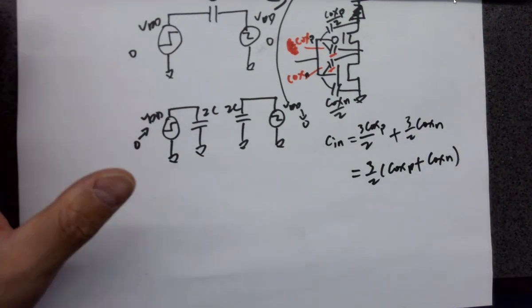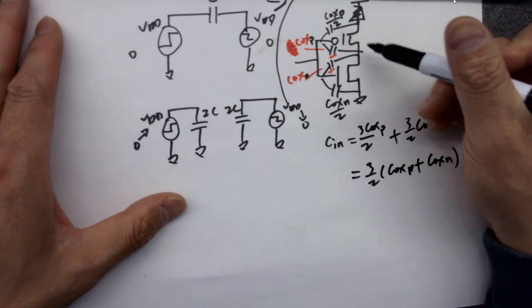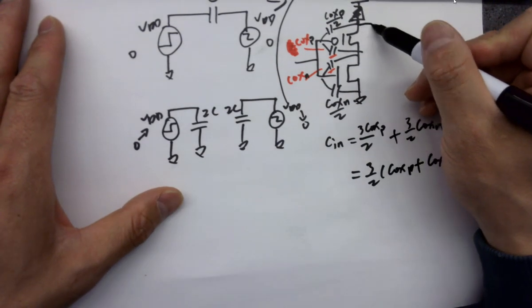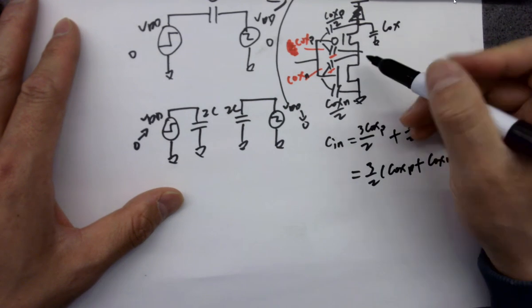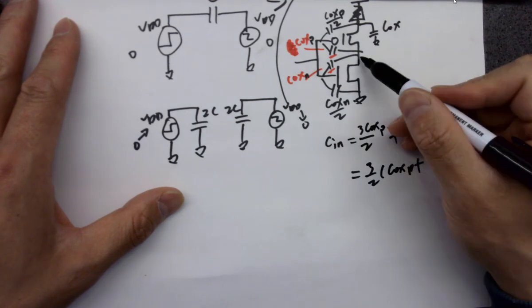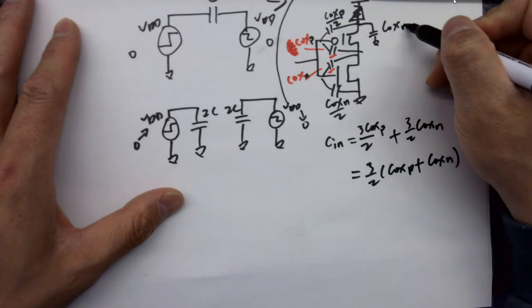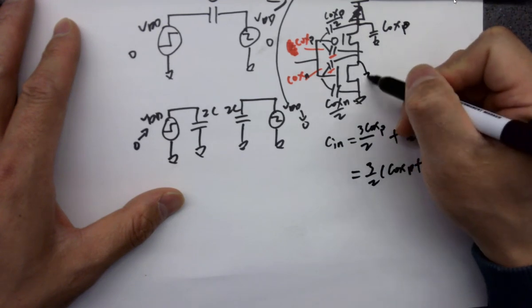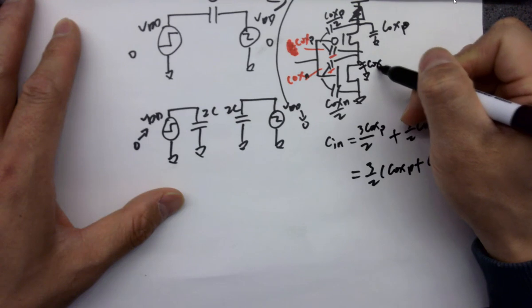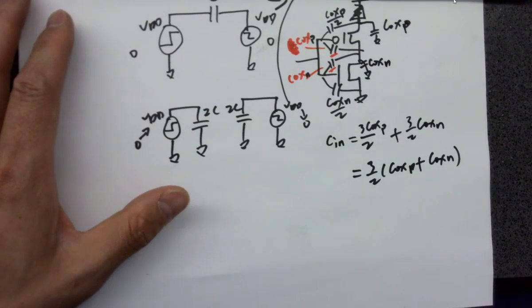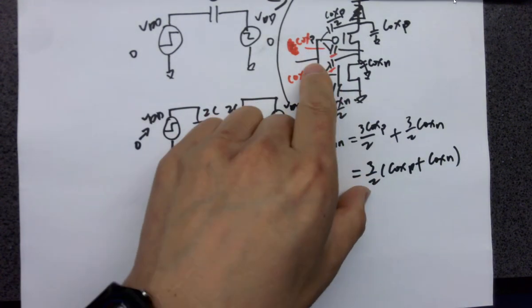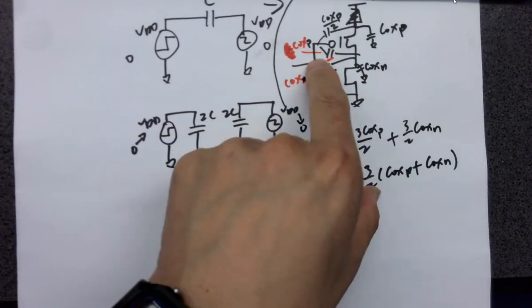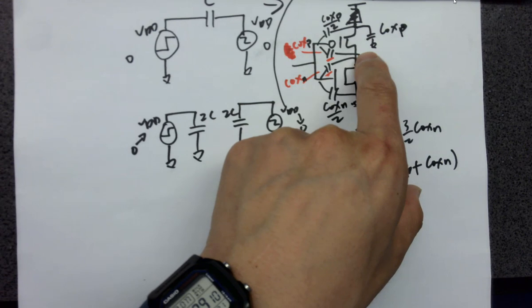If there's no load, you are getting another Miller effect capacitor, which is COX as well. Okay, the COX P here, COX N at the output. Okay, so this is at the input terminal. This is at the output terminal.